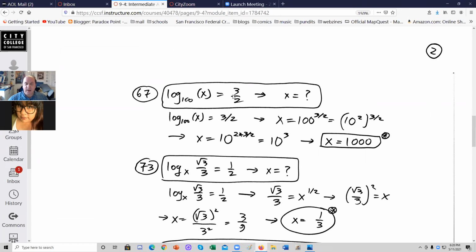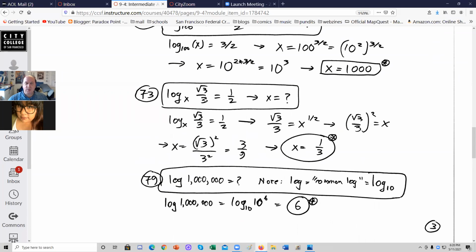Log base x of 100 equals 3 halves. What's x? Now here we transpose the 100. So instead of a log base 100, it's exponential base 100. Log base x of 100 is 3 halves means that x is 100 to the 3 halves power. All right, 100 is 10 to the second. You multiply 2 times 3 halves. X is 10 to the 2 times 3 halves. These cancel to a 3. X equals 10 to the third. So x is 1,000.